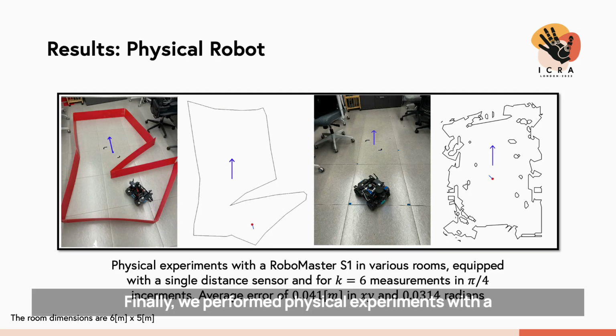Finally, we performed physical experiments with a robot, which we placed in various rooms, equipped with a single distance sensor. The robot performed 6 measurements, with increments of 45 degrees, and indeed achieves relatively low error in both position and rotation.